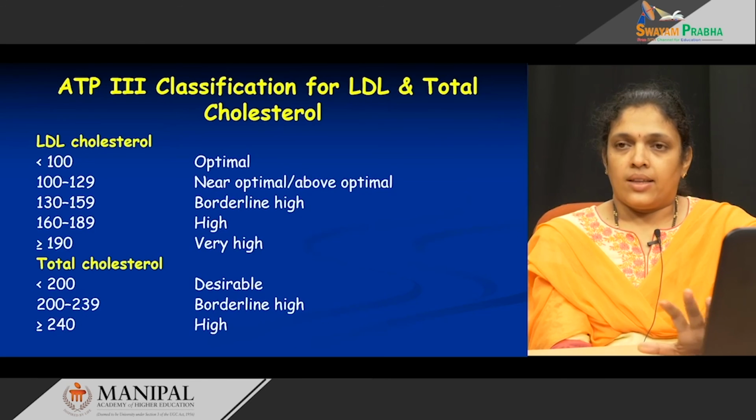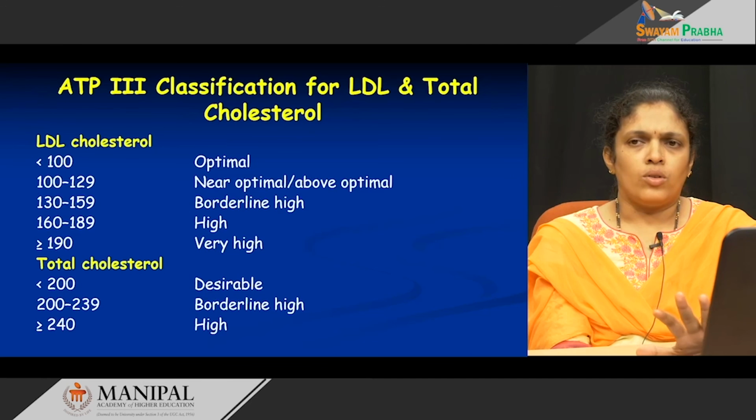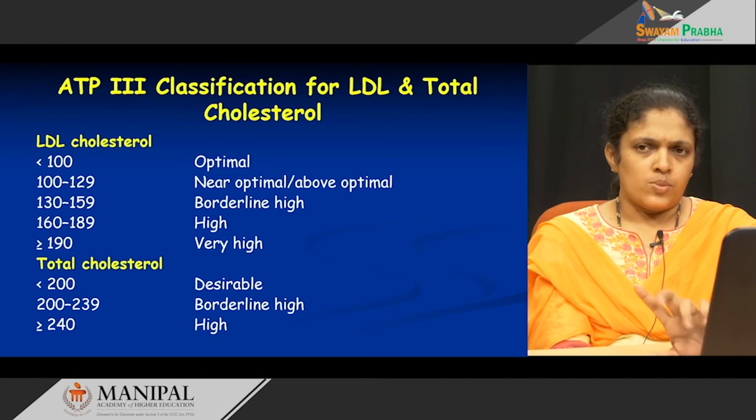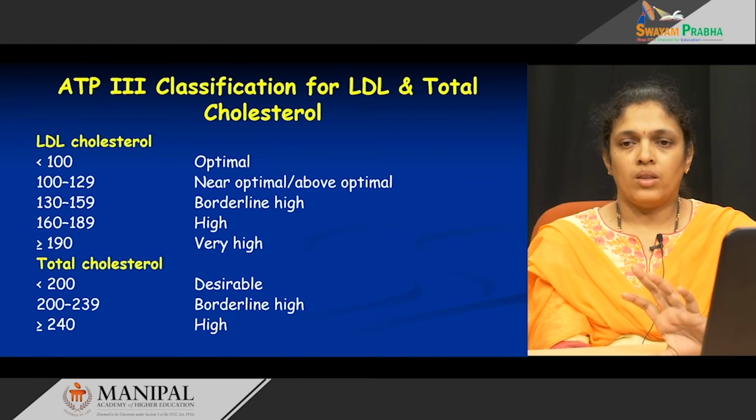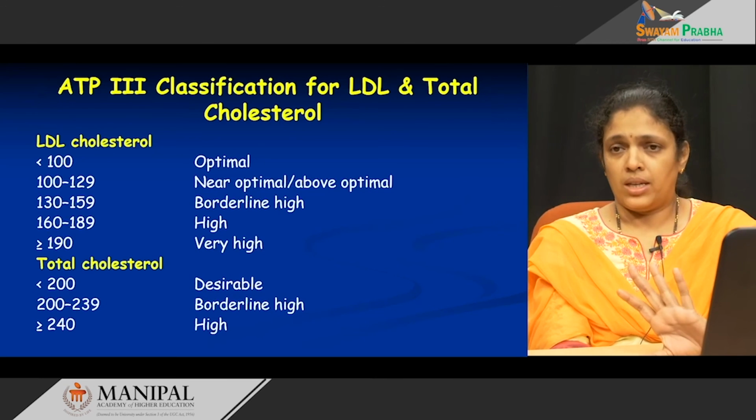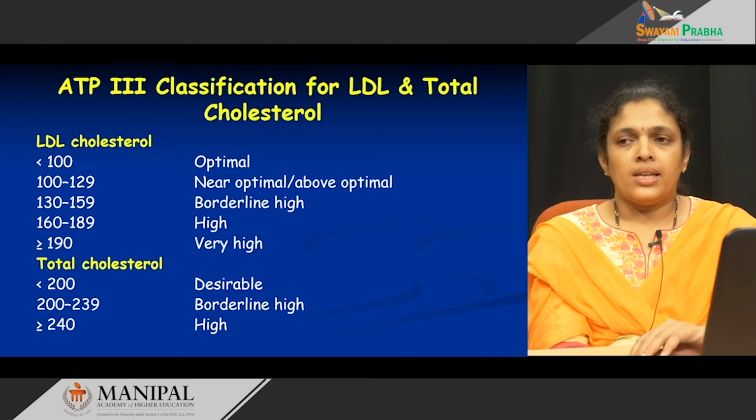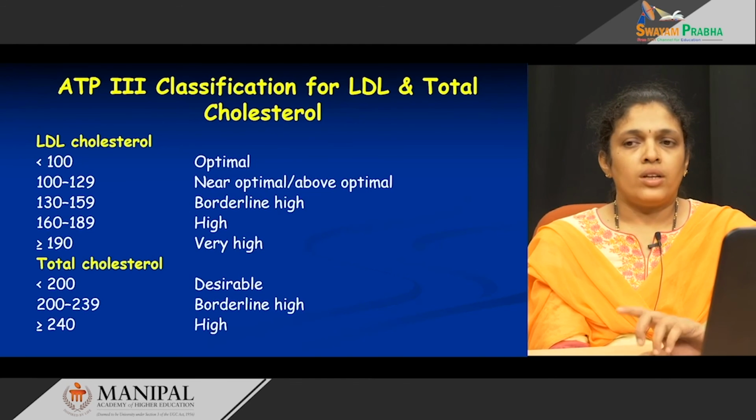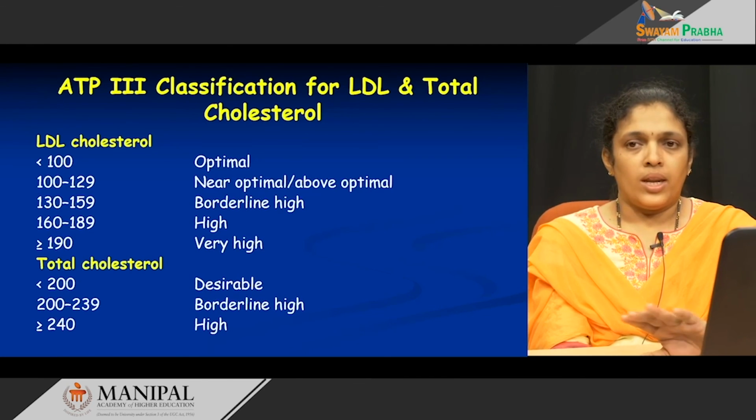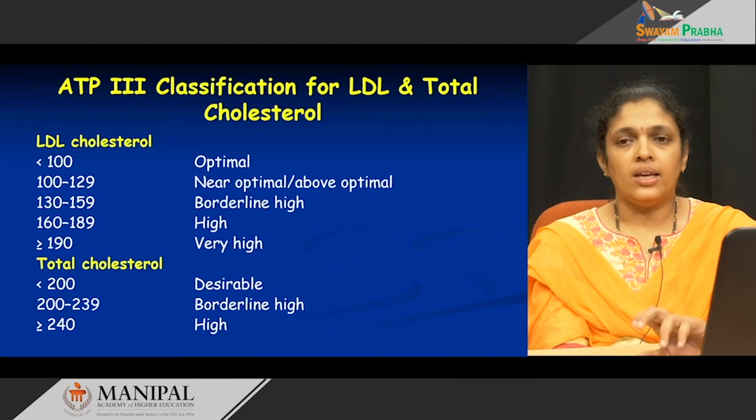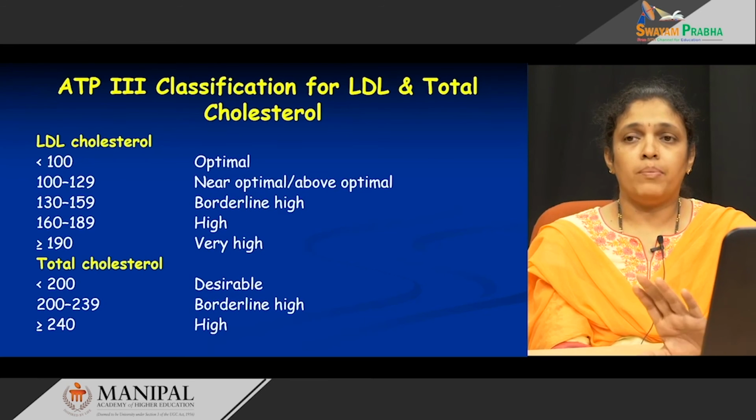Now, I said that the purpose of doing a lipid profile is to screen people who will have a chance of having coronary artery disease. As per the ATP3 guidelines, it says what should be the minimum or the maximum that is allowed. LDL cholesterol less than 100 is always optimal, 100 to 129 is above normal, 130 to 159 is borderline high, and if it is above 190 it is very high, which means that the patient has a chance of having coronary artery disease, unless you give the patient a lipid lowering drug.